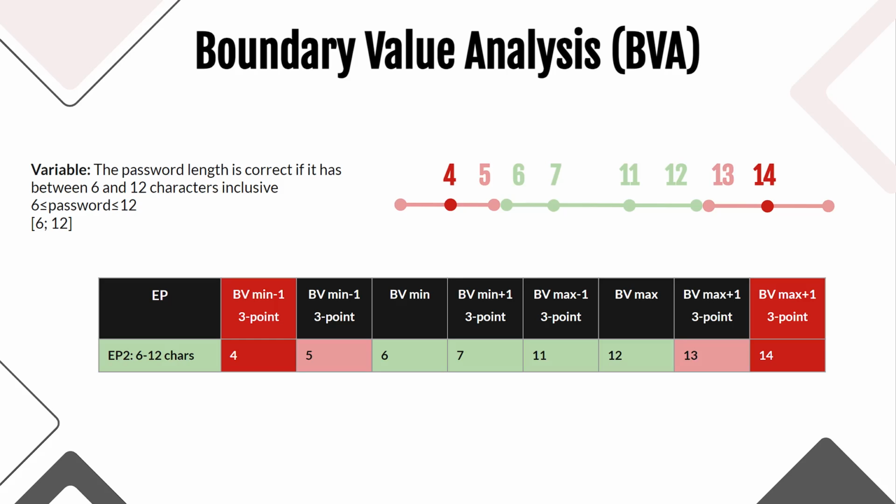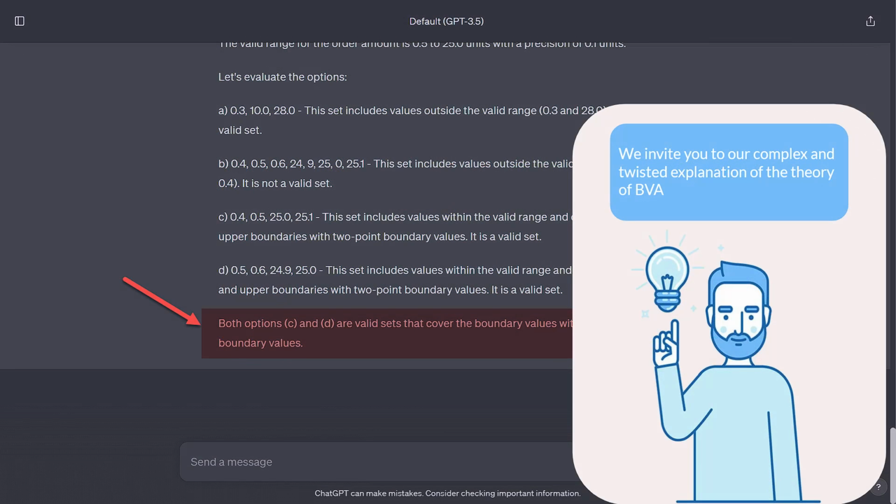Those who know where we made a mistake may not watch the rest of the video. Most likely they understand the theory perfectly. Those for whom it's not clear why the values 4 and 14 are boundary values, we invite you to our complex and twisted explanation of the theory of BVA. In fact, there is only one nuance that you need to understand, and then you will easily solve questions from BVA. But we need to start from the beginning.